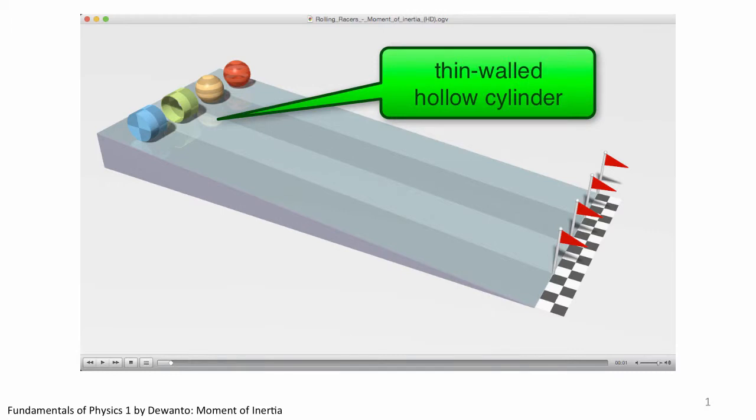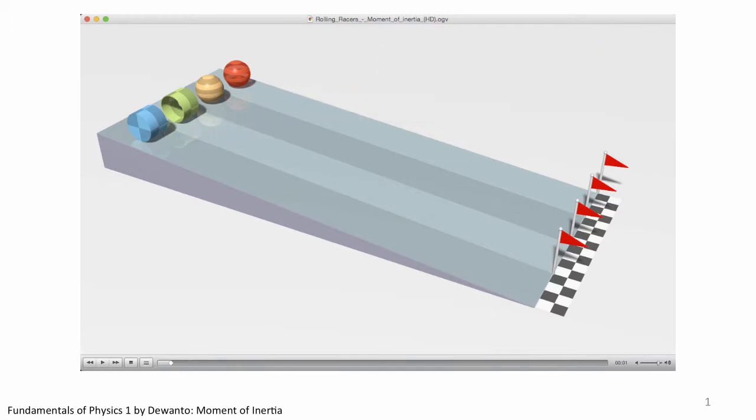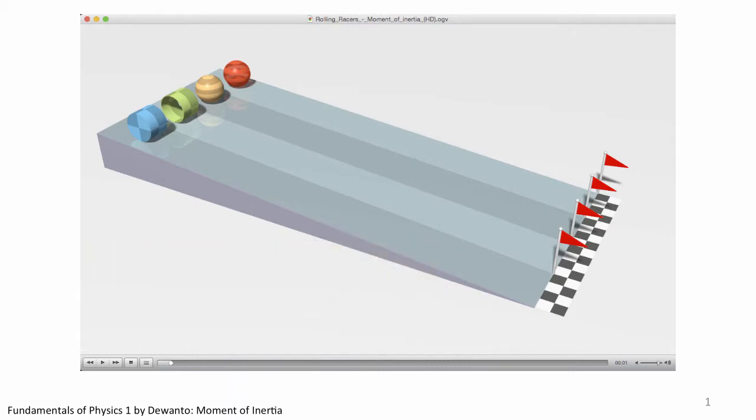Green for thin wall hollow cylinder, and finally blue for solid cylinder. You can easily distinguish the hollow cylinder from the solid one from the outset. They will soon be released at the same time from rest. Now I want you to make a guess of the outcome. A. All objects will reach the bottom at the same time, or B. The objects will reach the bottom at different times. Pick your choice. Well, let's play the movie to get the answer.